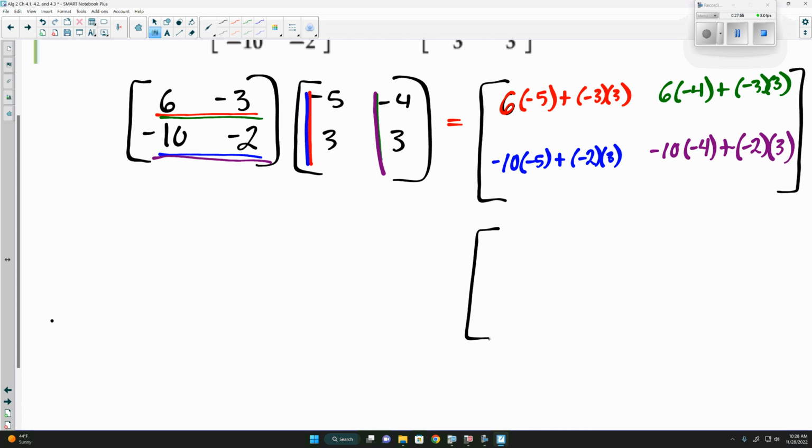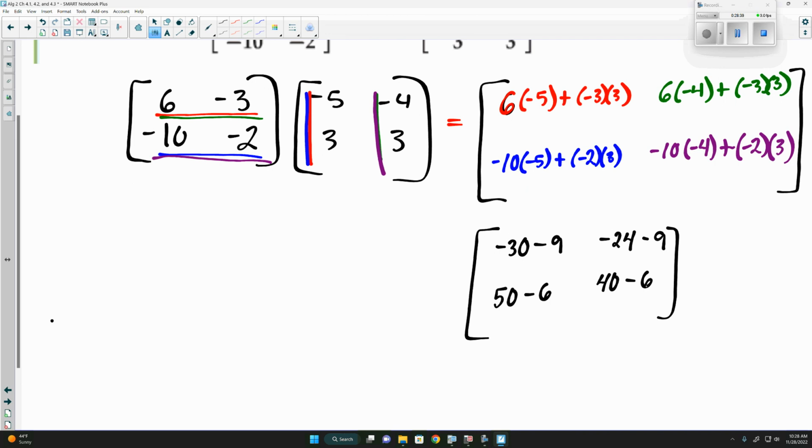Now we just need to simplify each of these. So when we look at the first one, -5 times 6 is going to be -30. -3 times 3 is -9. Next one, 6 times -4 is going to be -24. -3 times 3 is, well, -9. We go to the next one, -10 times -5 is +50. -2 times 3 is -6. And lastly, -10 times -4 is 40. -2 times 3 is -6.